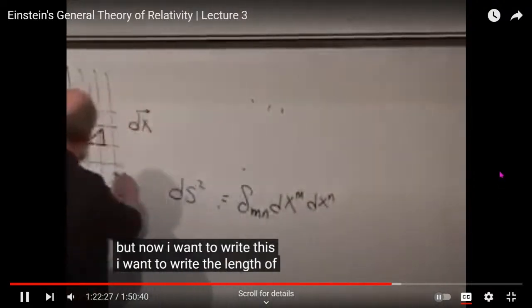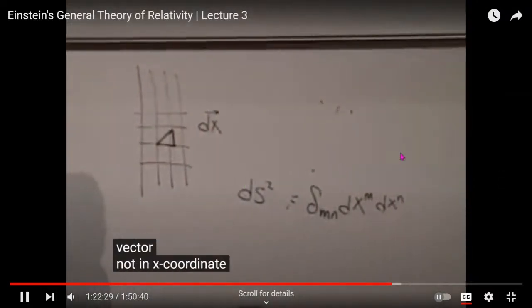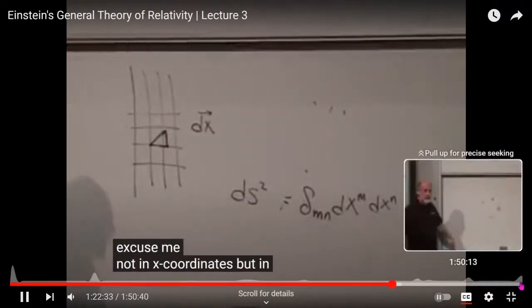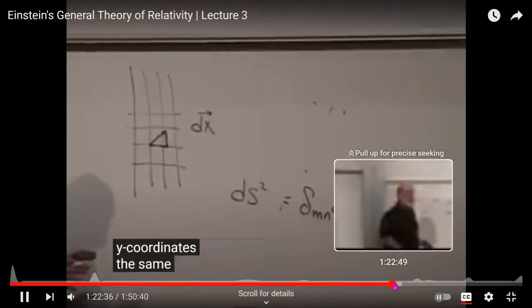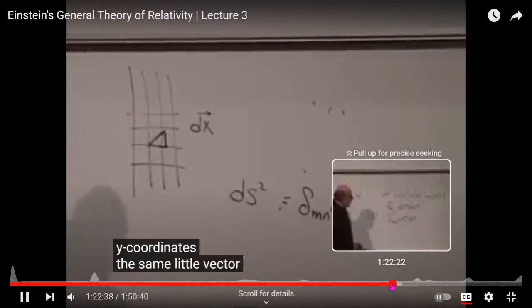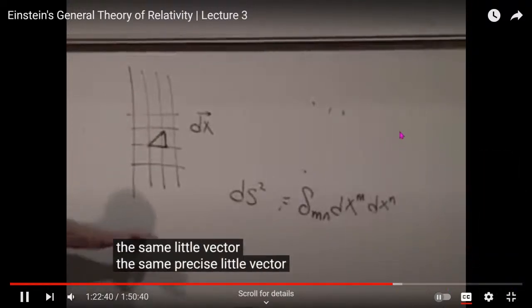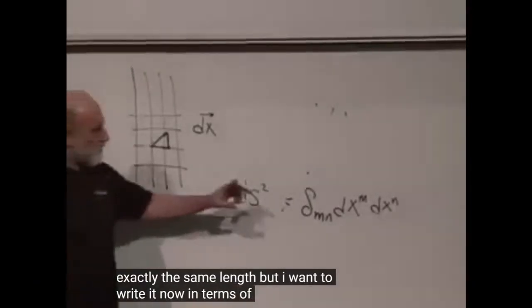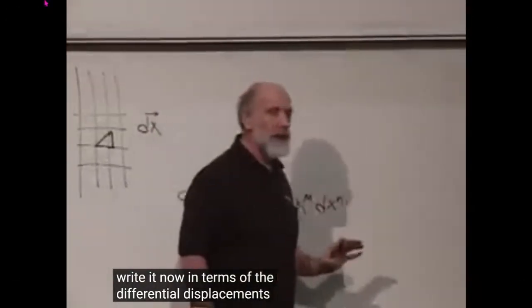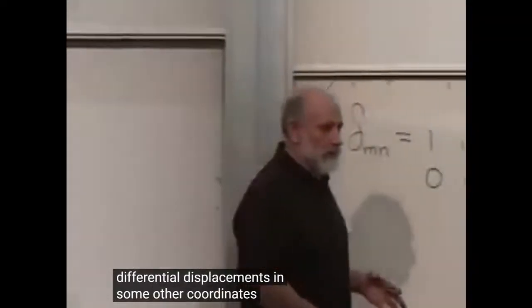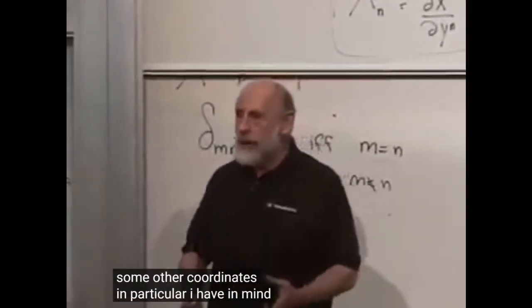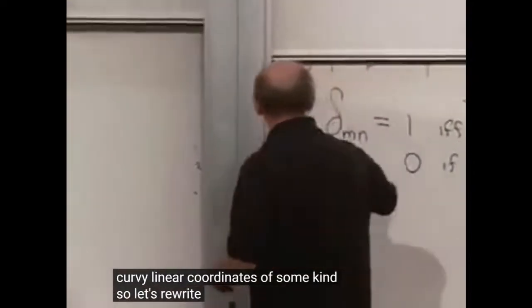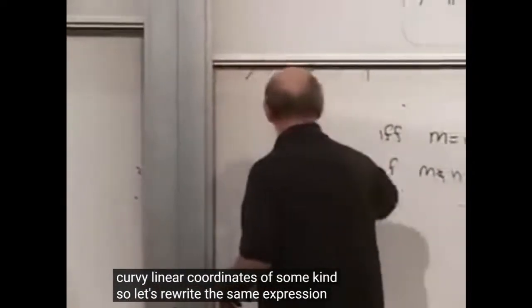But now I want to write the length of this vector not in x coordinates, but in y coordinates. The same precise little vector, which has exactly the same length, but I want to write it now in terms of the differential displacements in some other coordinates. In particular, I have in mind curvilinear coordinates of some kind. So let's rewrite the same expression.